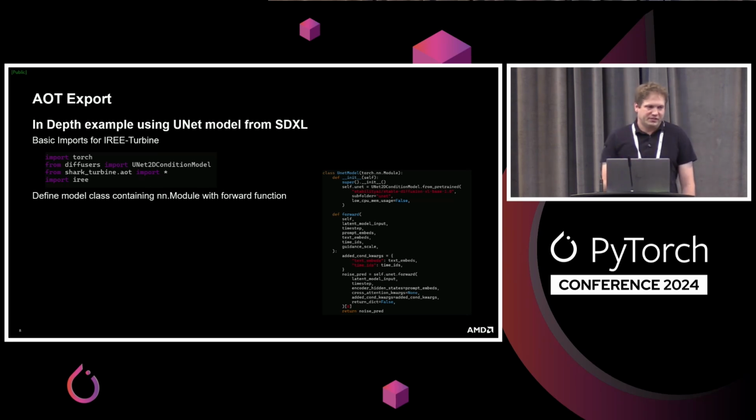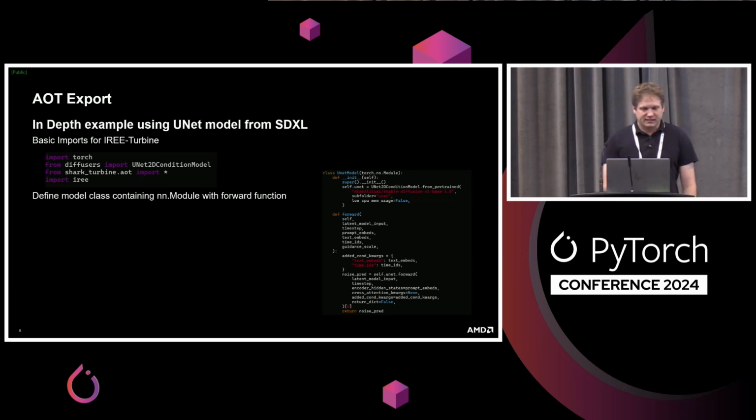So basically, you start off with your basic imports for bringing in Torch and then diffusers. This is just an example going through a Hugging Face model to run. And then shark_turbine.aot brings in all our Eire Turbine tools to connect Torch through to Eire, and then Eire for the actual compiler and runtime.